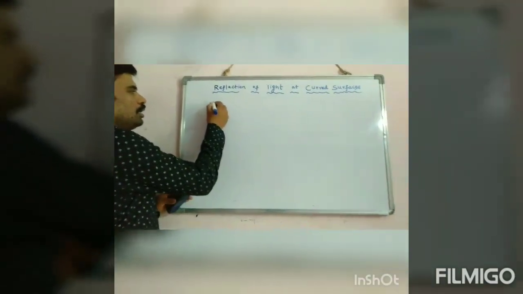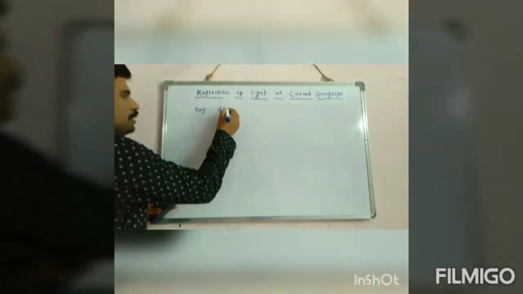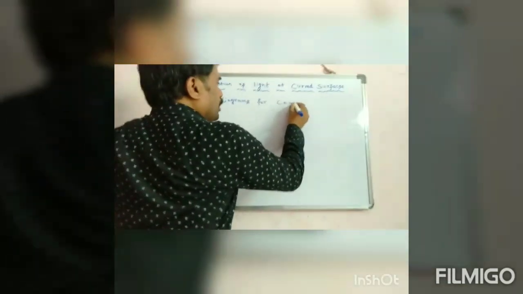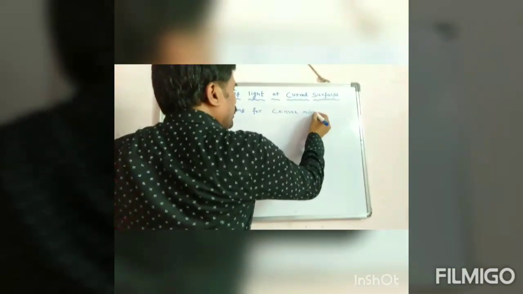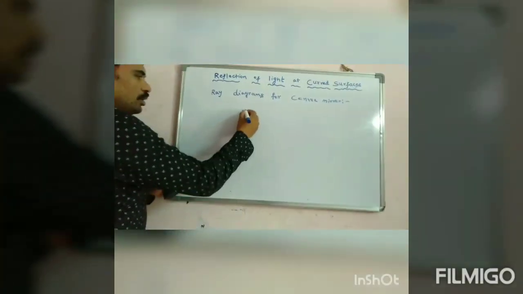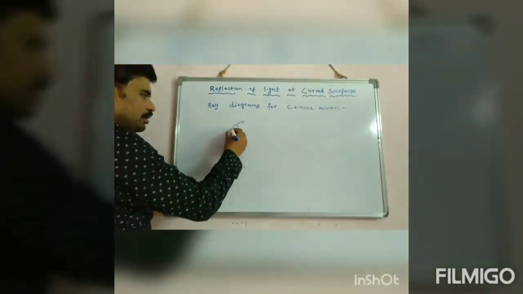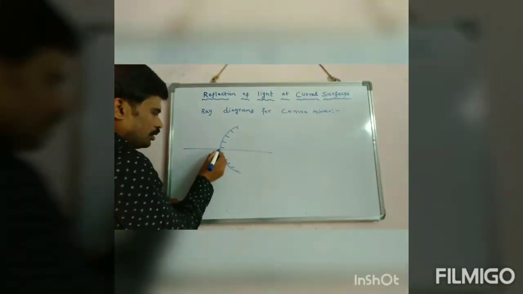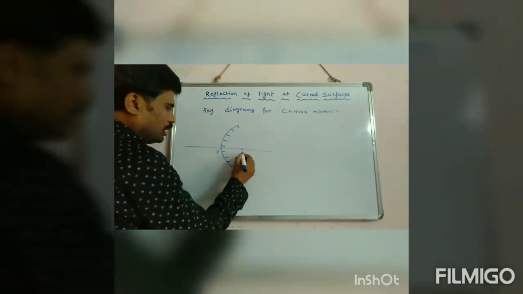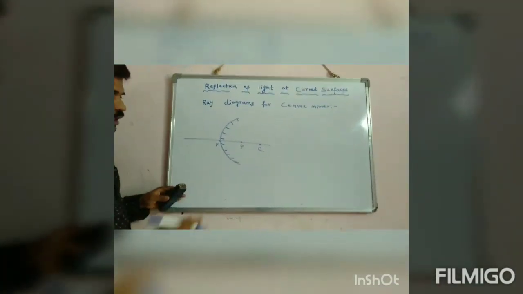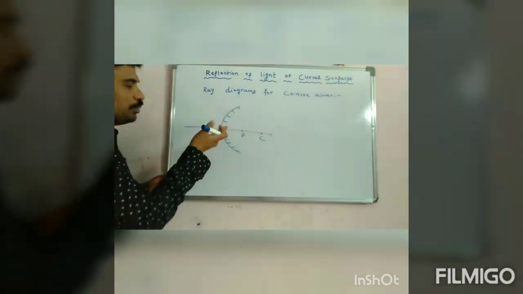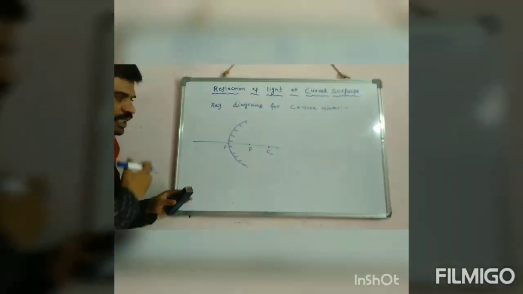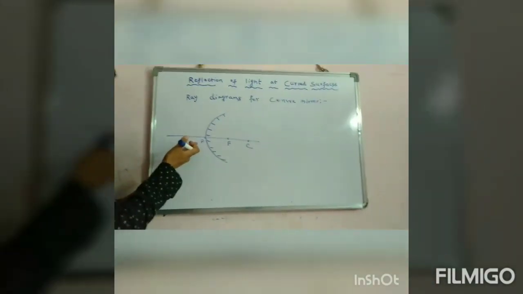Okay, now ray diagrams for convex mirror. Look at the convex mirror. Pole, focus, center of curvature. Now, where do we have to place the object? Before the reflecting surface. Where is the reflecting surface? This side. So we can place it here only.